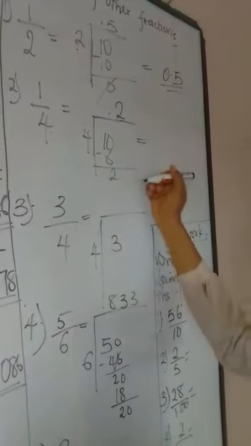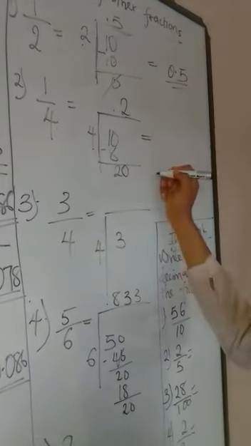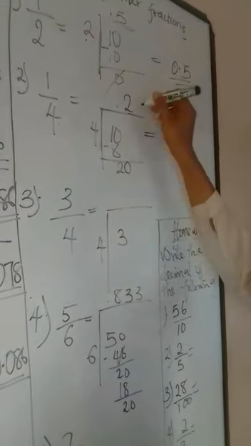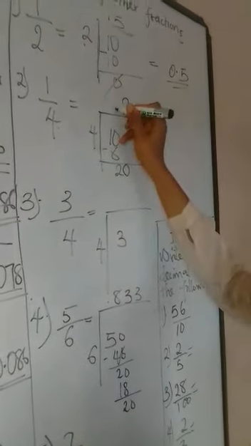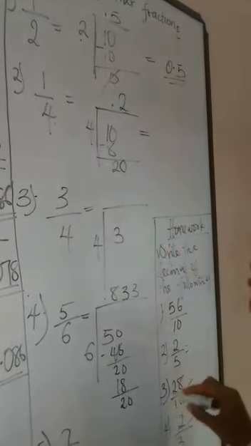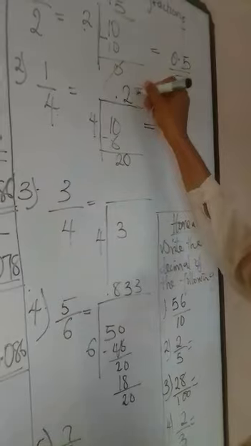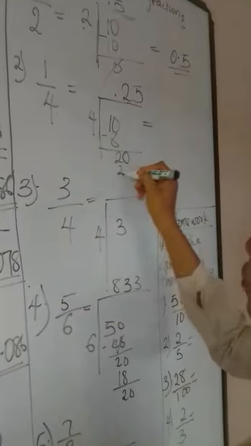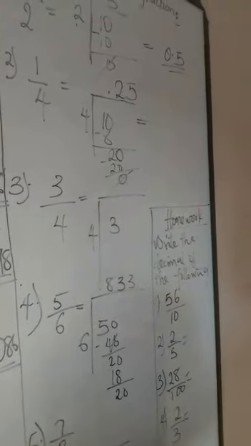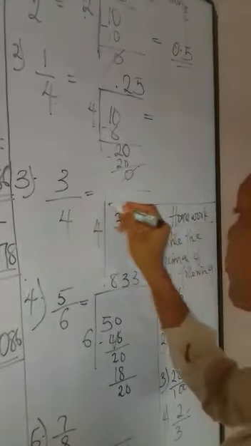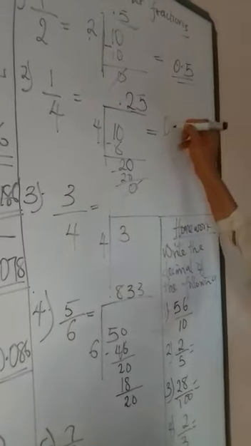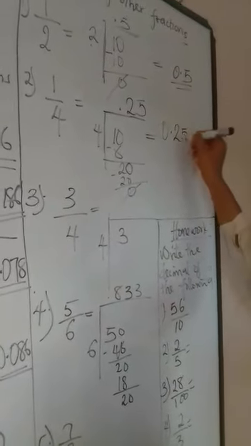4 divides 2, it can't go, I'll add another 0. This time around, I'm not going to add any other decimal point. Once I put my decimal point here, I'll simply continue adding 0. 4 divides 20, I'll get 5. 5 times 4, 20. Then I subtract and get my final answer as 0. Okay? Then my answer becomes 0.25.